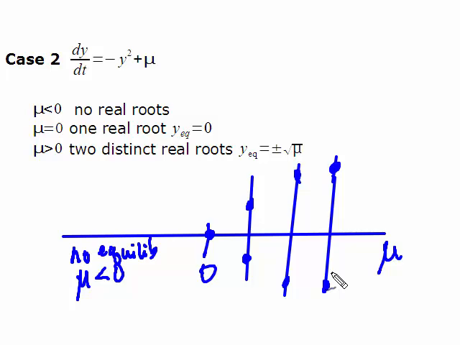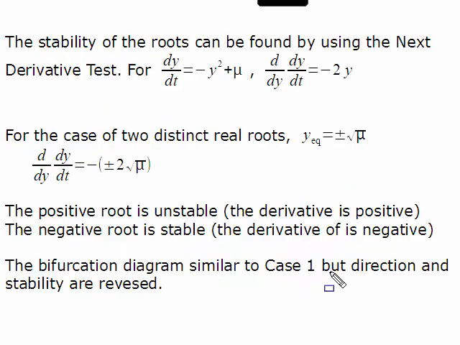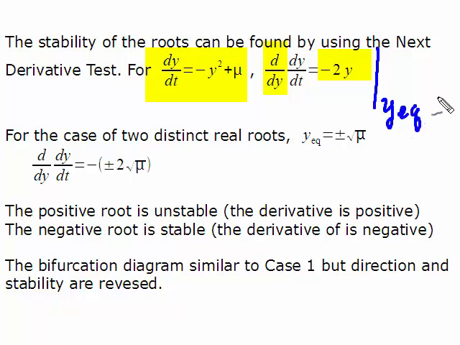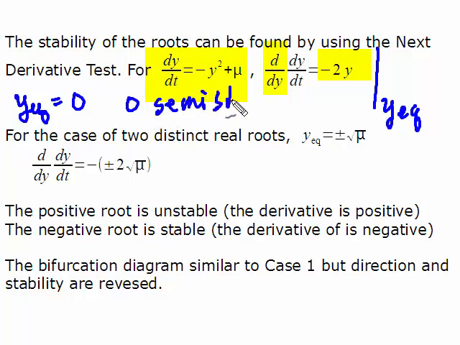But now we have to look at the stability, and the stability will be different. Now for stability, we start with the differential equation. We take its derivative with respect to y, and we get minus 2y. Then we evaluate this at the equilibrium values to see whether the equilibrium is stable, unstable, or semi-stable. For the case of 0 for the equilibrium value, this derivative is also 0, so that one is semi-stable.